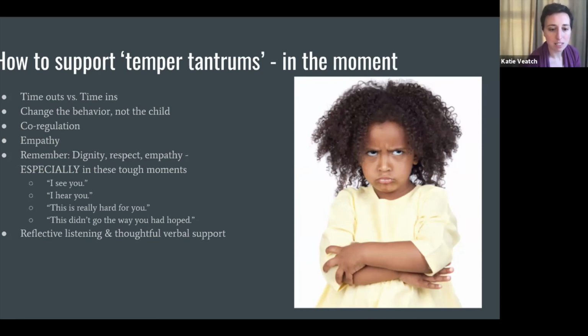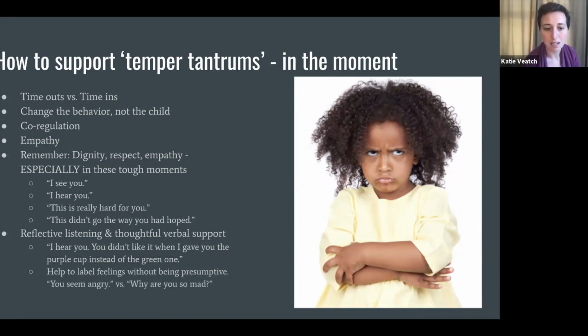When we practice reflective listening and thoughtful verbal support, you didn't like it when I gave you the purple cup instead of the green one. We don't have to give them the purple cup. If you already pulled out the green one and filled it up, it's okay. You can have the purple one tomorrow. I hear you. You don't like that. And so we can label feelings, but we want to be careful about not being presumptive. So I might say something like, you seem angry. Are you angry, feeling angry?